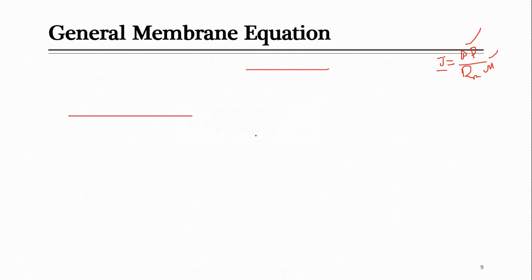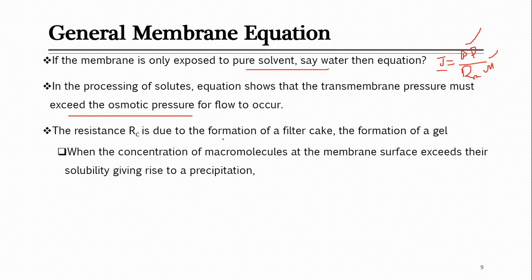Now look at RC, the cake factor, due to filter cake or gel formation. This resistance is due to the formation of filter cake or gel. When the concentration of macromolecules on the membrane surface exceeds their solubility, this gives rise to a precipitation. Why does this take place, why is this filter cake formed?